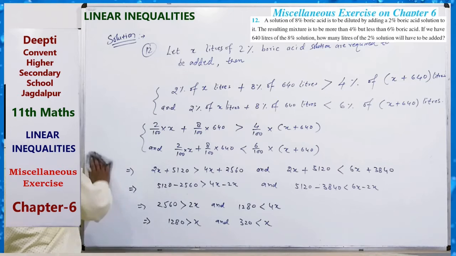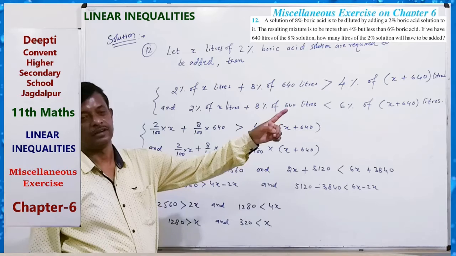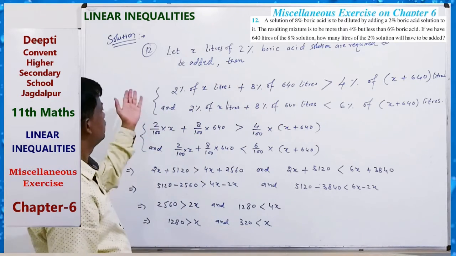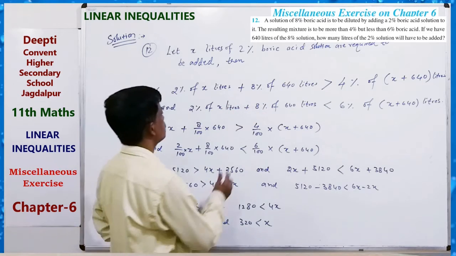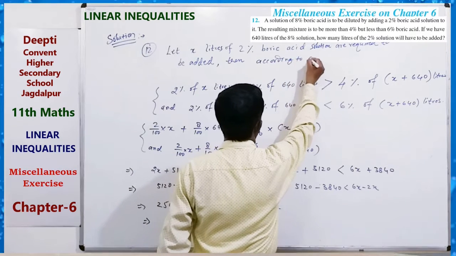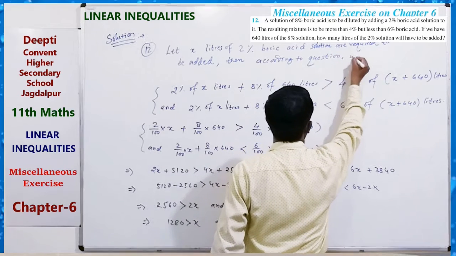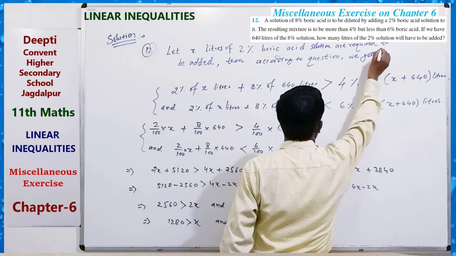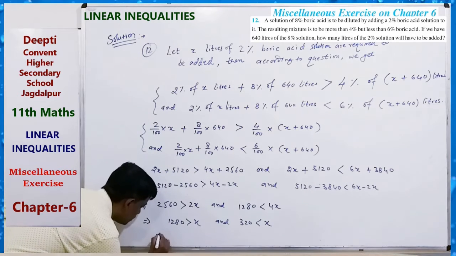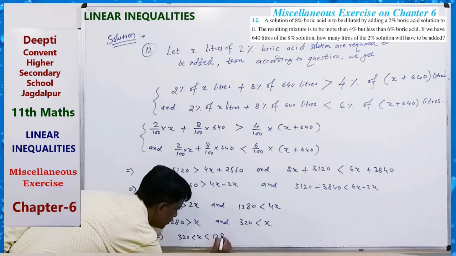Just you have to make first what? Condition. So x liters, suppose we are required to add it, then this will be the condition. Then according to the questions, we get like this. Clear? So implies 320 less than x less than 1280.